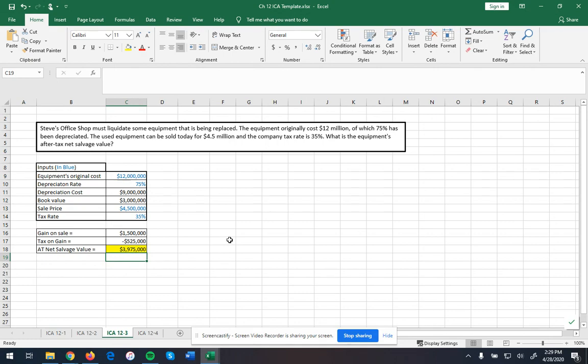Now remember, this is an amount that is capital expenditure. So this is something that you may need to address at the end of the project life in the capital expenditure area of your free cash flow worksheet.